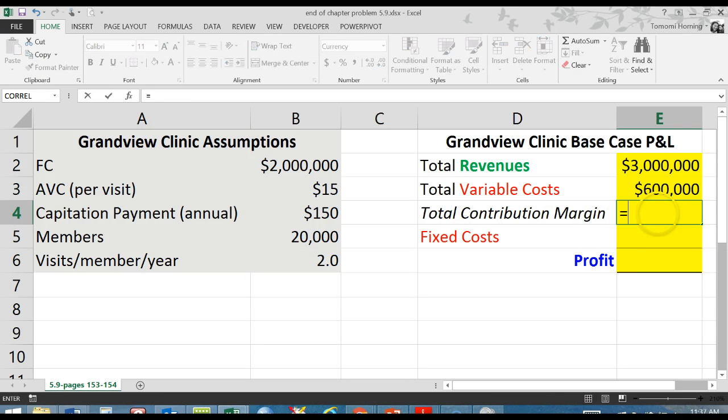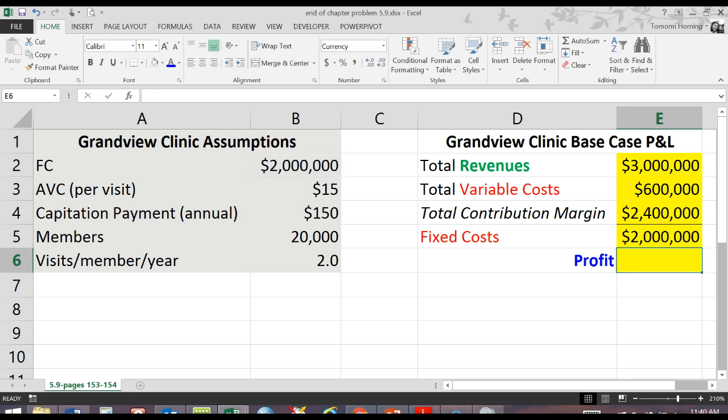So the total contribution margin equation is fairly straightforward. It's the $3 million less the $600,000, so $2.4 million is your contribution margin. Your fixed costs are just the $2 million. There's nothing fancy about that. But instead of typing in $2 million in this cell E5, I'm referencing it back to cell B2, and so I'm saying equals cell B2. And that's just in case I ever wanted to modify the contents in B2 to, let's say, $3 million, I could do that and it would automatically update the formula in my P&L statement. I wouldn't have to manually adjust any kind of formulas.